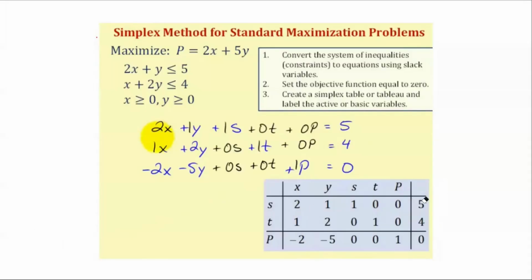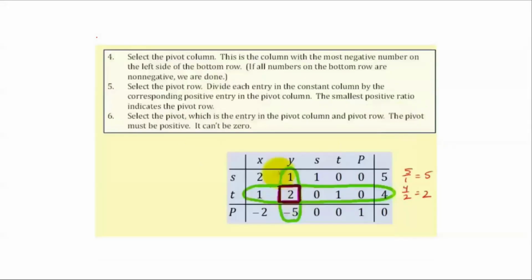So we got our table, and you can see it's already looking like a matrix, right? Our next step is to find the pivot column. How do we find it? Notice they say this is the column with the most negative number on the left side of the bottom row. Look at the bottom row. You have -5. That's the most negative number.